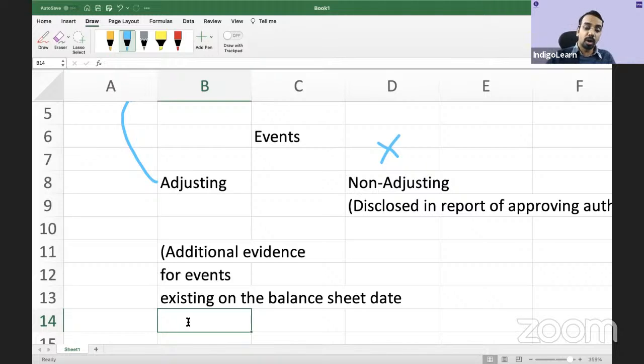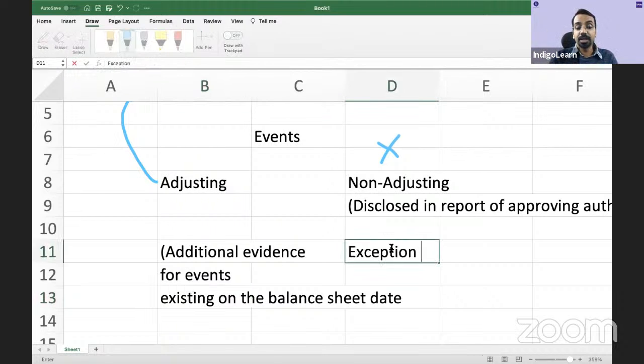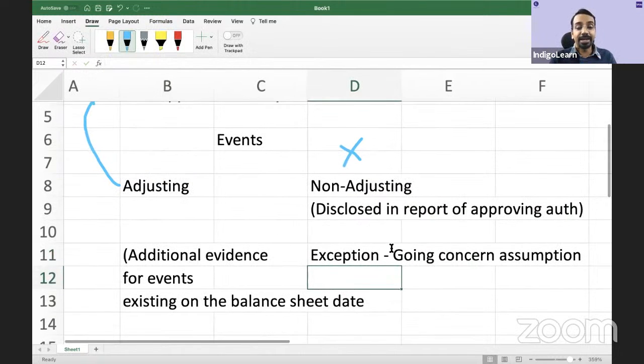What should be done? So all of us know there has to be an adjustment, and see, these are the key terms: additional evidence for events existing on the balance sheet date, or the items existing in the balance sheet date, whichever you put it. So whenever you have additional information on items existing on the balance sheet date, those will be considered as adjusting events. Otherwise, they will be considered as non-adjusting events. The exception here is if the going concern assumption itself is invalidated, then you will treat them as adjusting events. Are we clear?